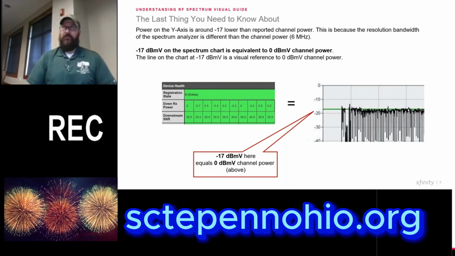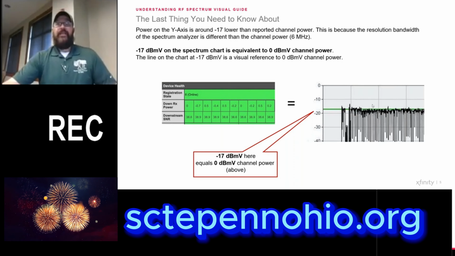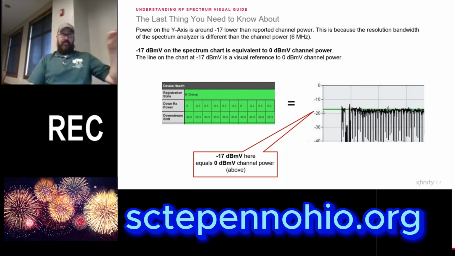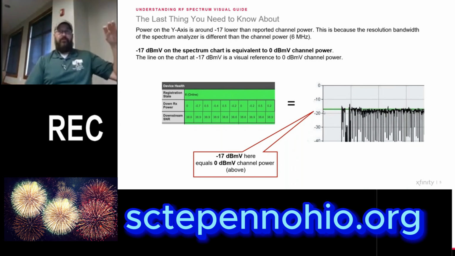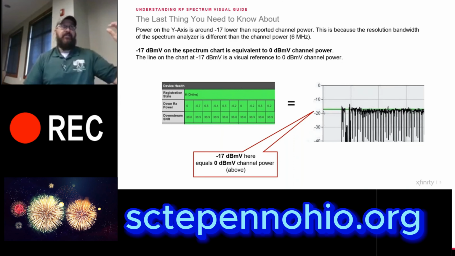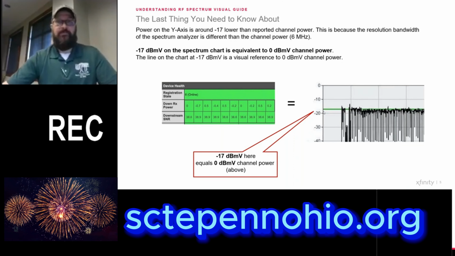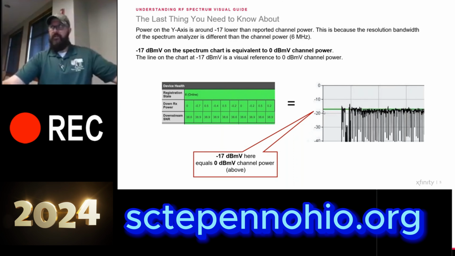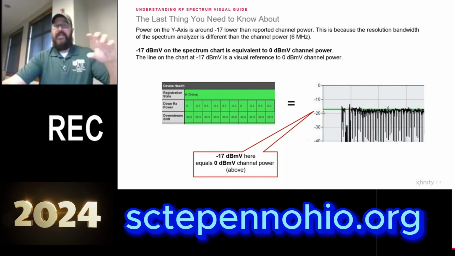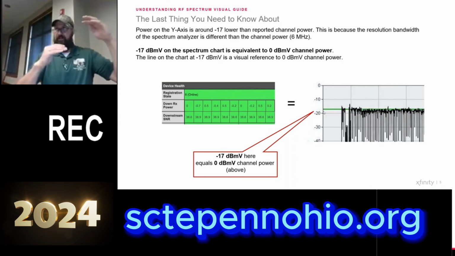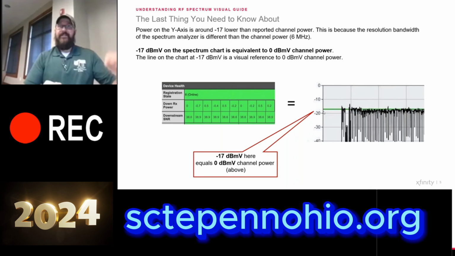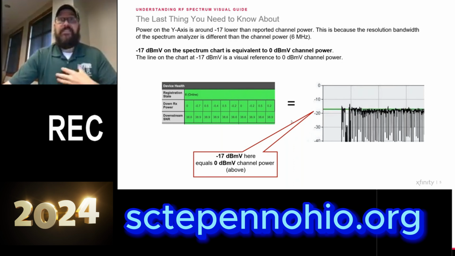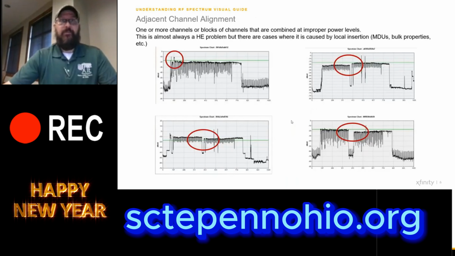It's actually 0. So when you're looking at some of these screenshots, what you need to do is look at the amplitude or the vertical reference level and then add 17 to it to get the actual power at the device. Now, some tools could be slightly different. It's a logarithmic equation that determines the delta there. Some other tools are 18, some could be 15, but most of them are somewhere around 17 dB delta.